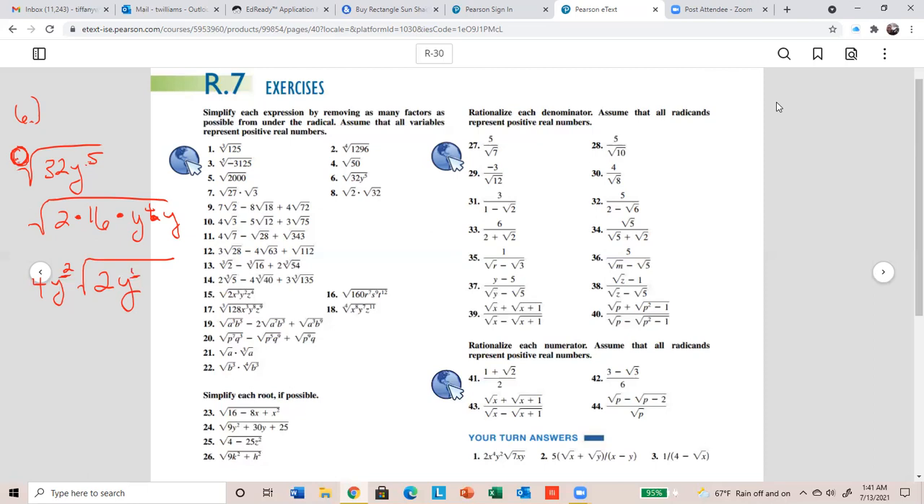We'll come back to that idea. I want to do number 8. So I want to look at a multiplication problem.